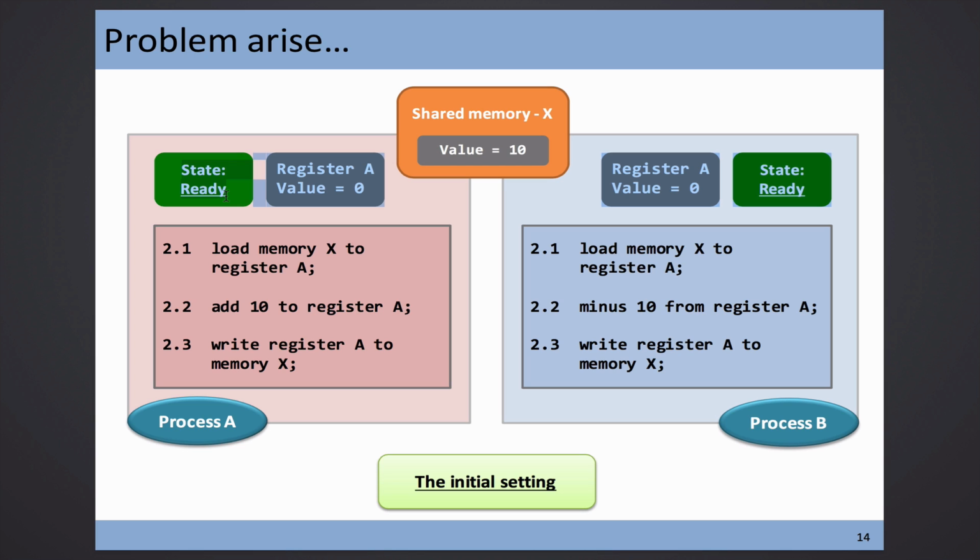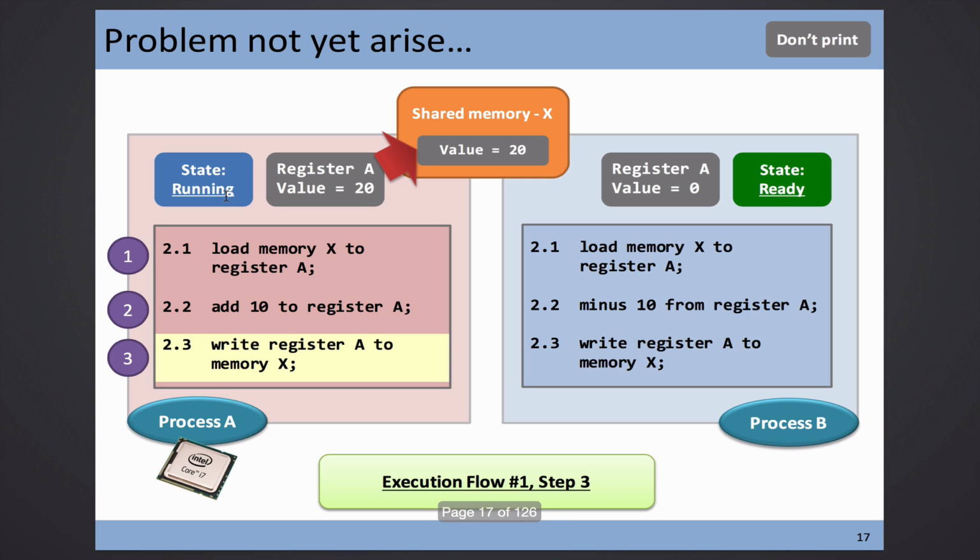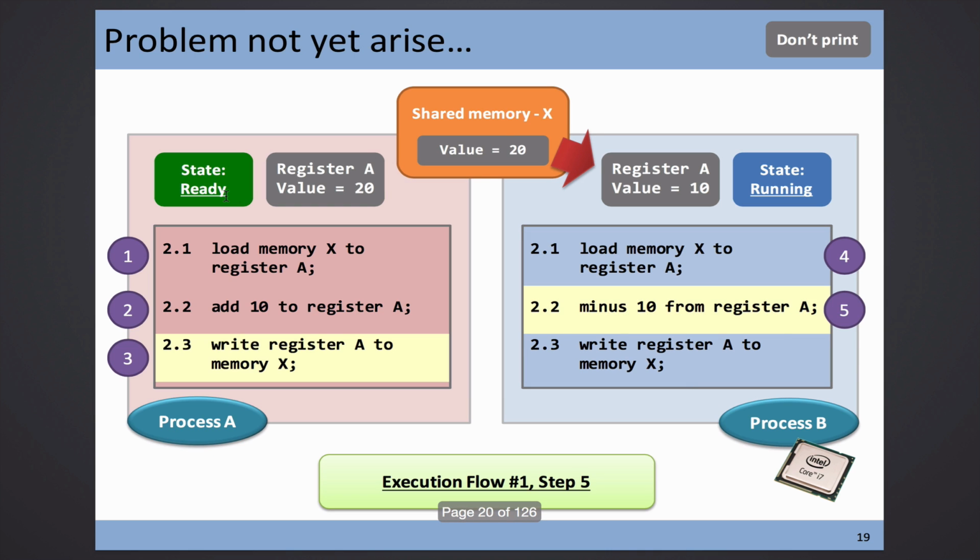We have a register value, it doesn't matter because we will load something into the register. When we start executing, the CPU tries to pick one of them. This guy is running, this guy is still ready. And when we go on, very easy, right? We have step 1, step 2, step 3, and when the 3 steps finish, we get a 20 here. And process B does the same thing when it gets the CPU attention: step 1, step 2, step 3.